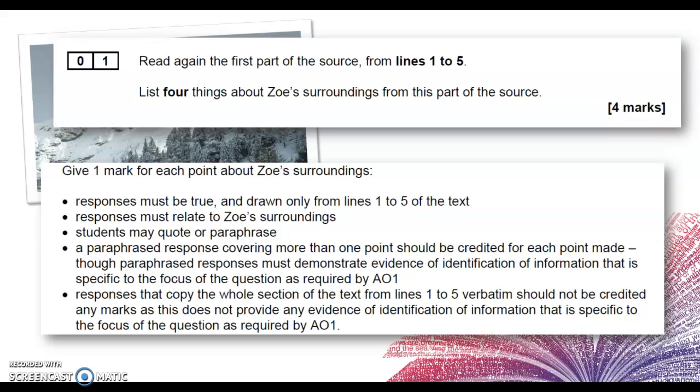If you included something about Zoe or commented on something that was irrelevant to a point, then you wouldn't get the marks for it. You can quote the text directly, or you can paraphrase, putting them into your own response. If you do paraphrase and you cover more than 1 point, you would get a point. You get a mark for each point that you made.